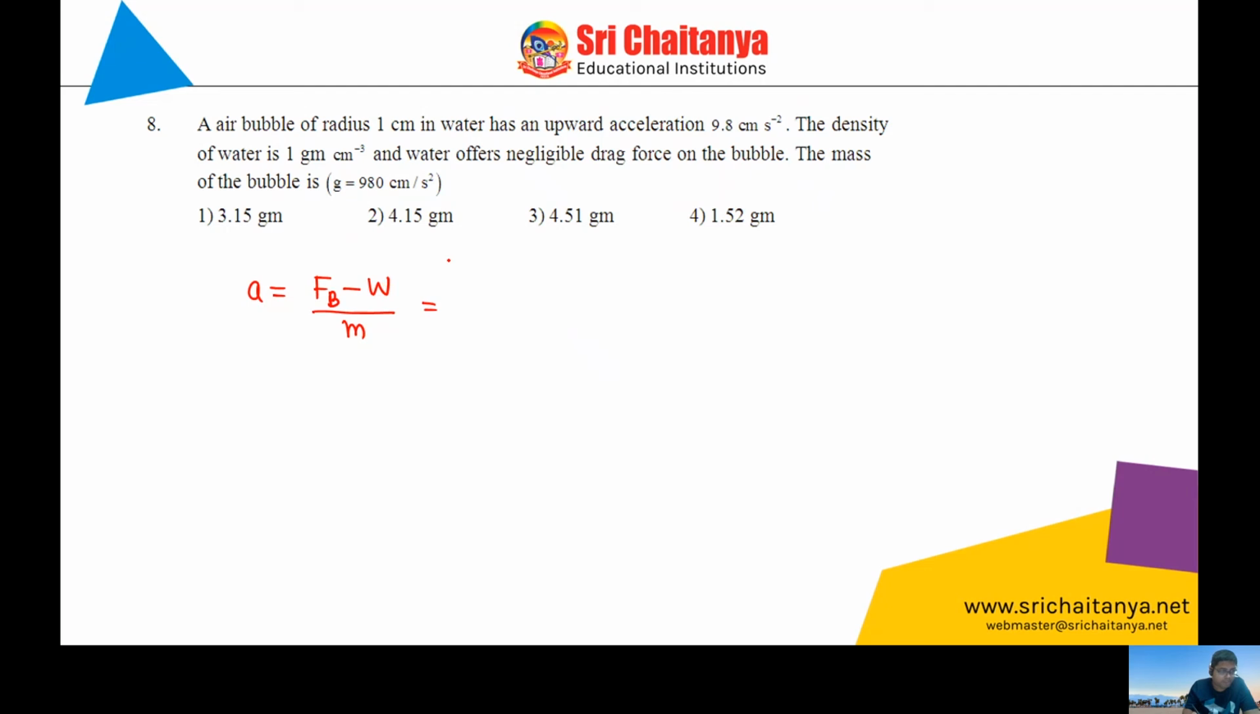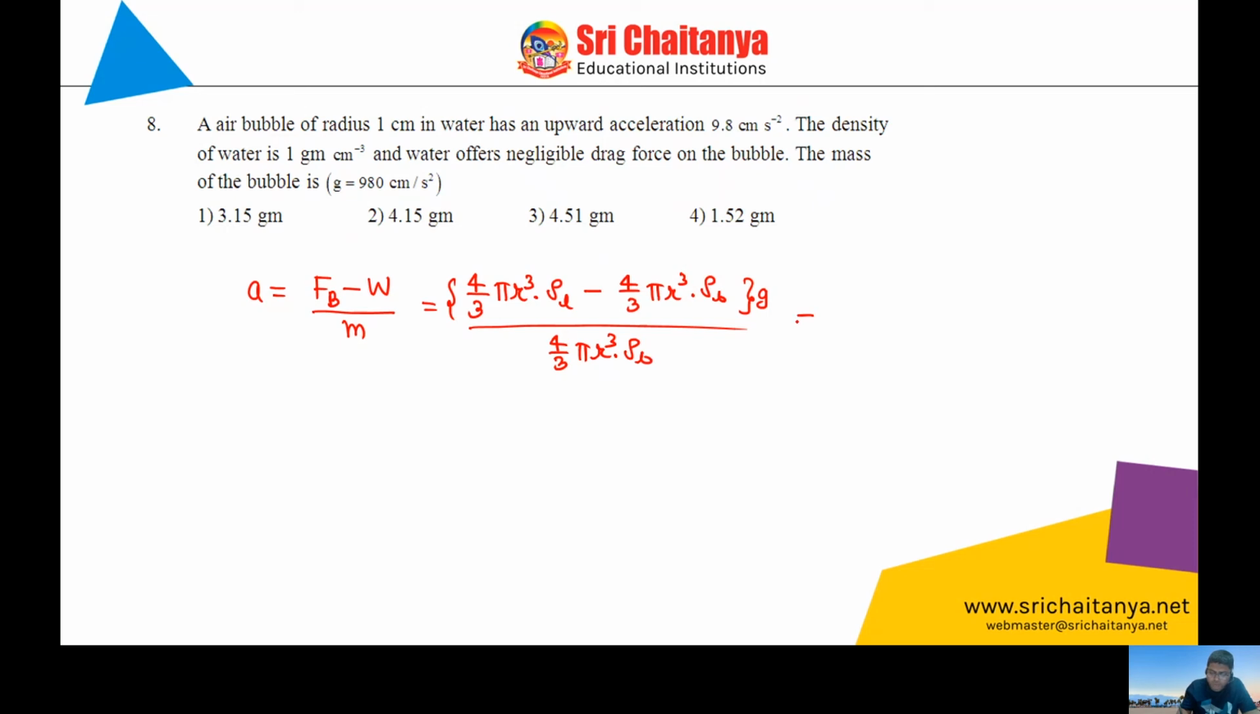So FB will be equal to the weight of the displaced liquid. So 4 by 3 pi r cube into density of liquid, minus the weight of the bubble, which will be simply 4 by 3 into pi r cube into density of bubble, which is comprised of the air inside the bubble. So that is, I think, the density of air itself. And that multiplied with g will be FB minus W, and that divided by mass, again that is 4 by 3 pi r cube into rho B.